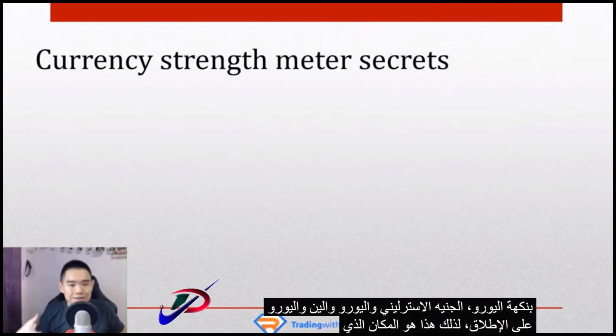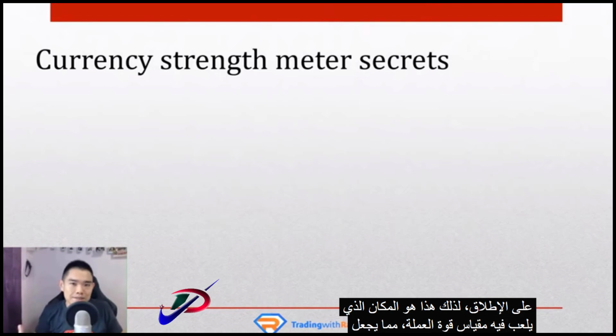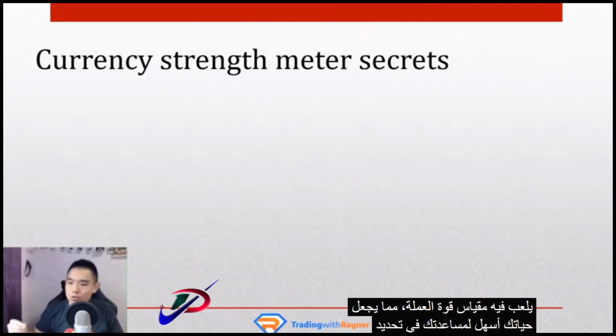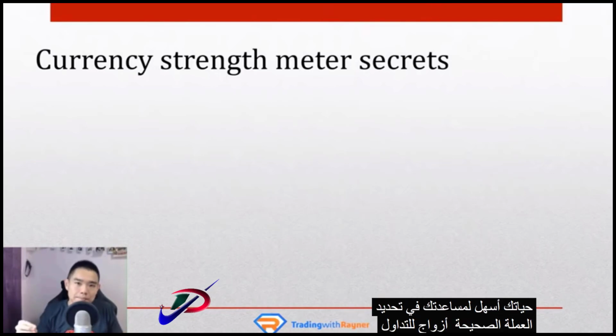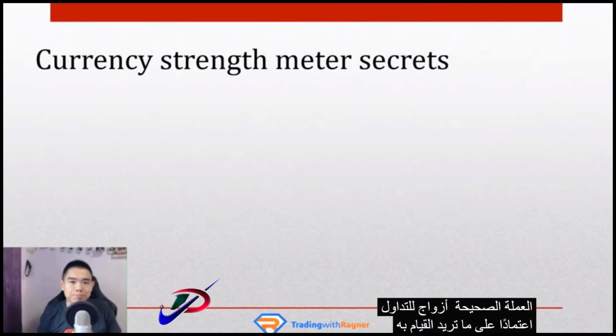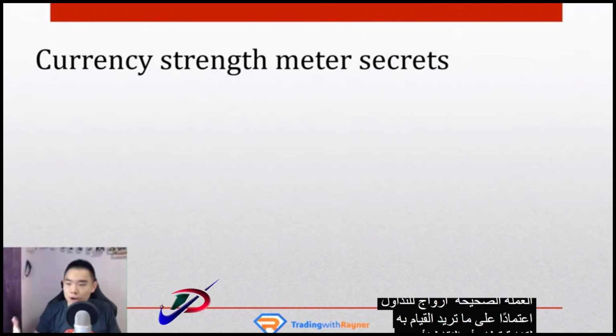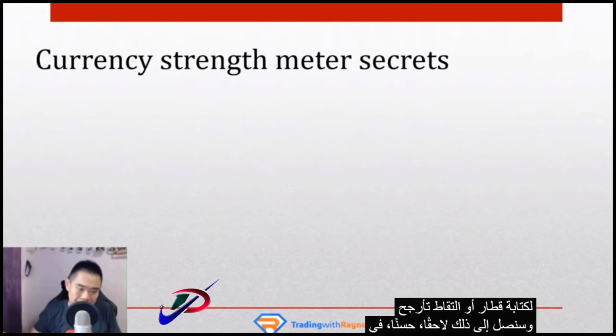So this is where a currency strength meter comes into play. It makes your life easier to help you nail down the right currency pairs to trade, depending on what you want to do, to ride a trend or to capture a swing. And we'll get to that later.